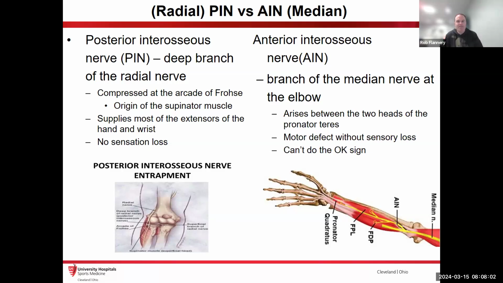The median nerve supplies the anterior interosseous nerve. Branches of the median nerve at the elbow arises between the two heads of the pronator teres. Again, important to remember that. Motor deficit without sensory loss, and they can't do the OK sign.